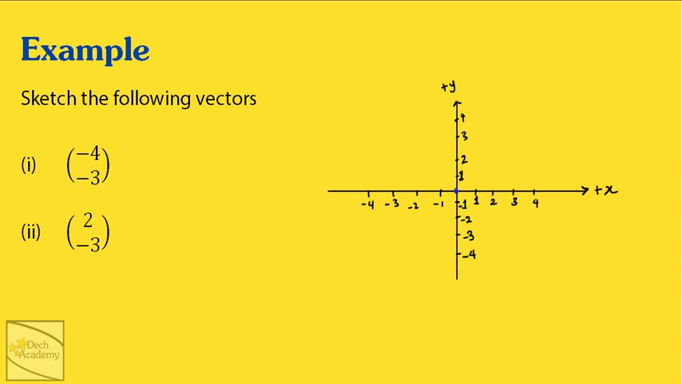Start from the origin, move 4 units in the negative direction. So 4 units in the negative direction, and then 3 units in the negative y direction, which is downwards. And 3 units takes us to this level, so this is 3 units. It will correspond with -3 there. So the first vector is represented by the line from the origin to our endpoint here.